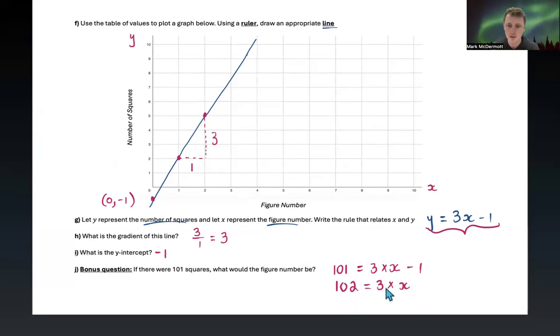And then we're going to do, all right, 3 times something equals 102. So x equals 102 divided by 3, which I can tell you is 34. But you're welcome to work that out using division or a calculator if you must. So yeah, when there are 101 squares, we must be at figure number 34. So we can use a little bit of algebra to work backwards to find out what the figure number would have to be. All right, so that's how we set up our first linear relation. Hopefully that made a bit of sense.